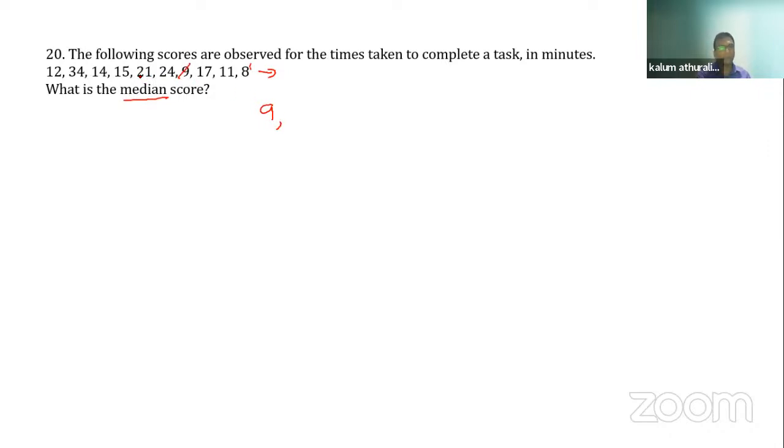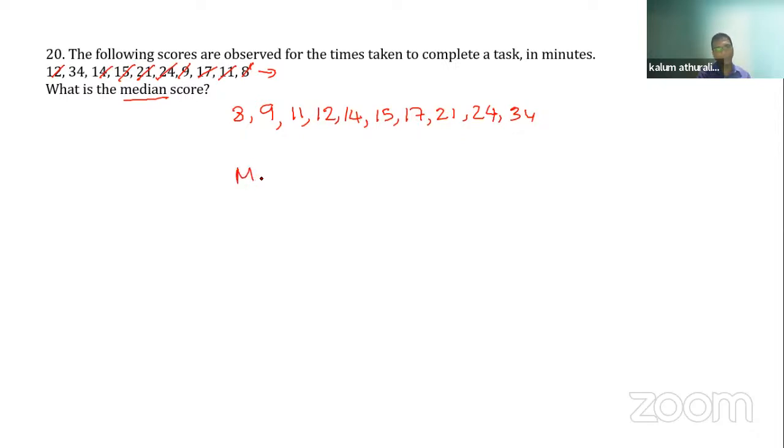Rearrange this data set: 9 is the smallest one. Next one is 8, 9, then 11, 12, 14, 15, 17, next one 21, 24, 34. Then 1, 2, 3, 4, 5, 6, 7, 8, 9, 10.